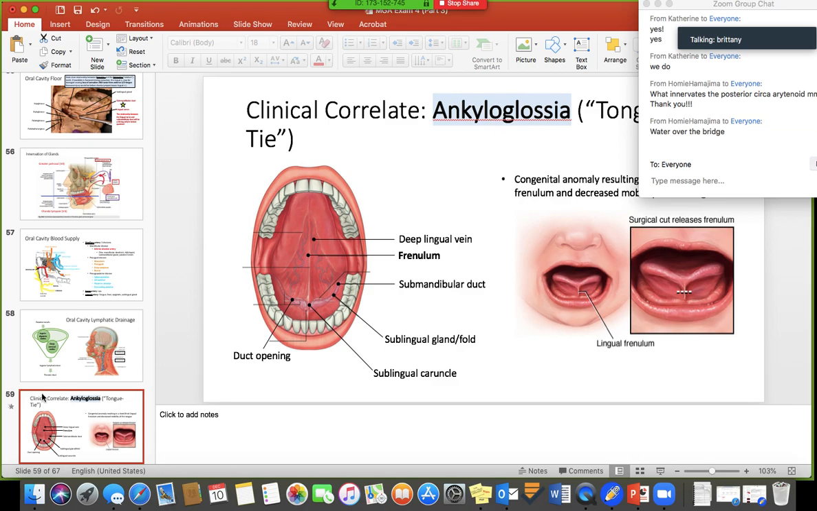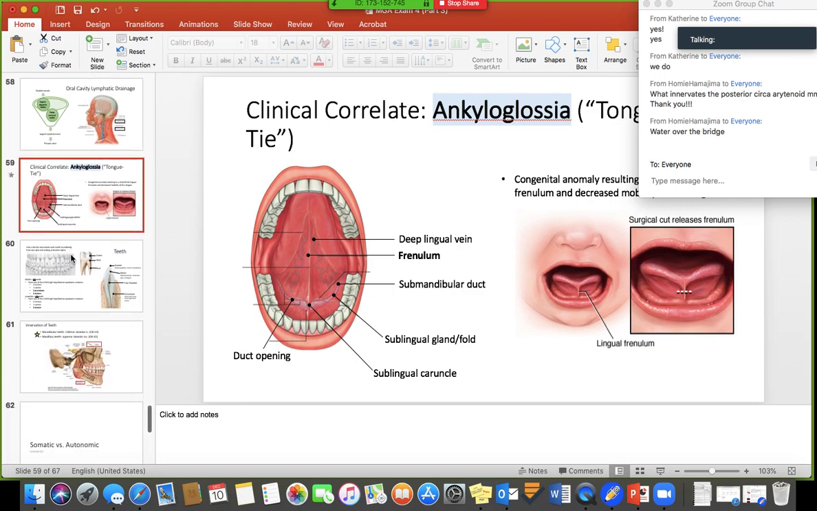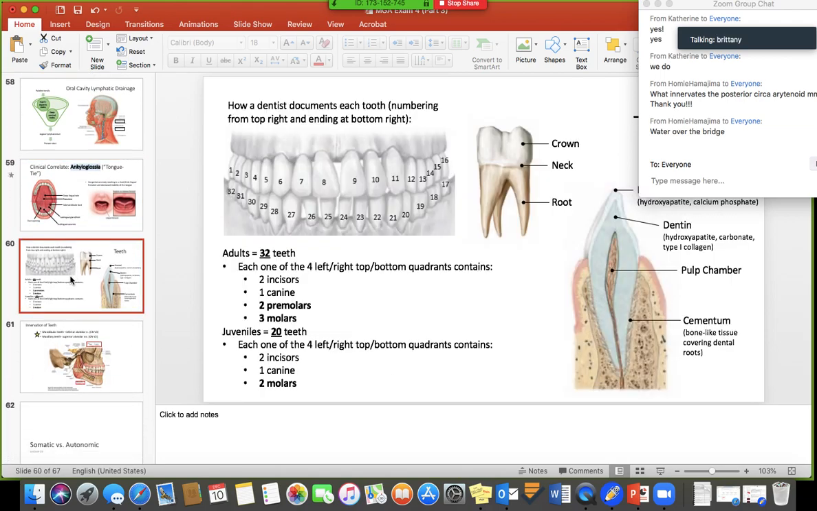Ankyloglossia. I don't remember being asked about this, but just in case, they're cutting the lingual frenulum because otherwise the baby can have problems with feeds. I doubt you'll be asked about that though.